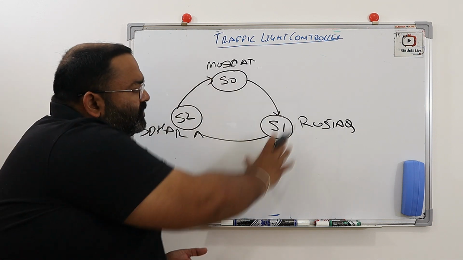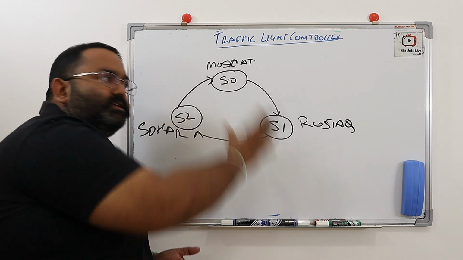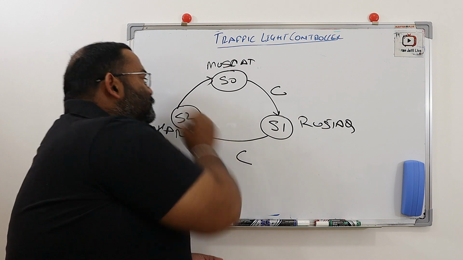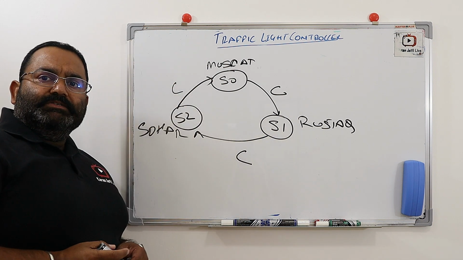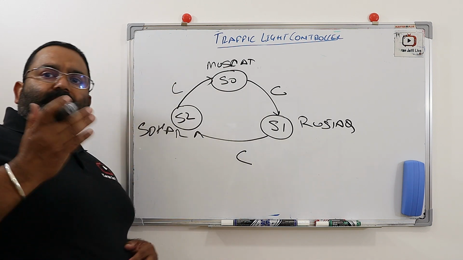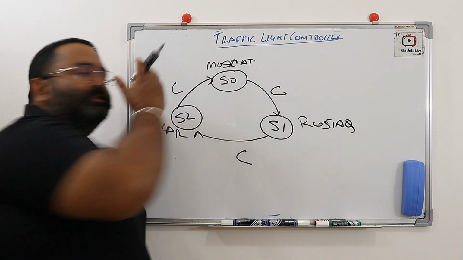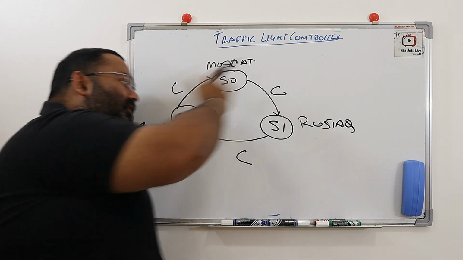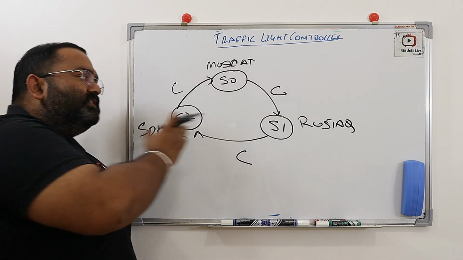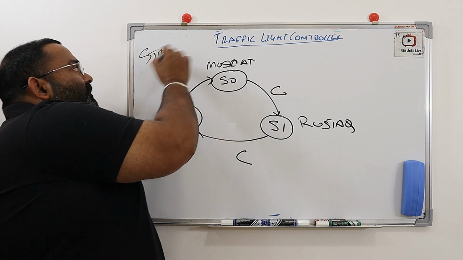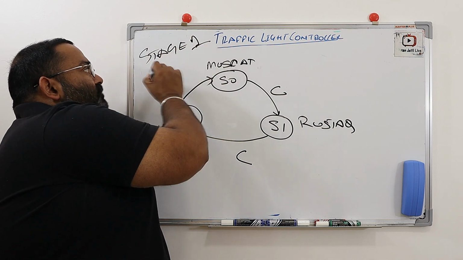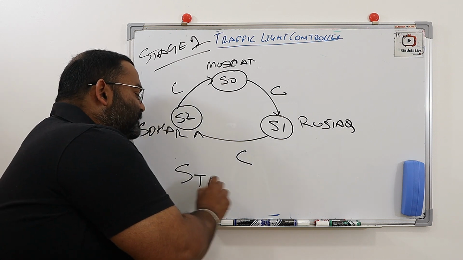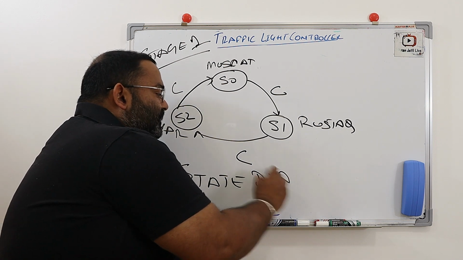So what is this called? It is called a state diagram. And how does the state change? When the time is complete. The time is decided by the clock pulses of the computer. So when the clock comes, meaning time is over, the state changes. This is stage 1, and we call it a state diagram.